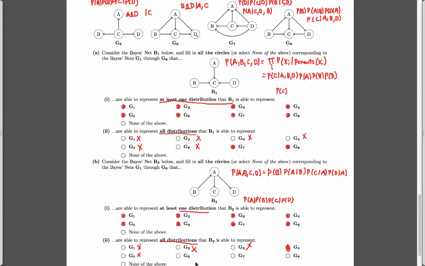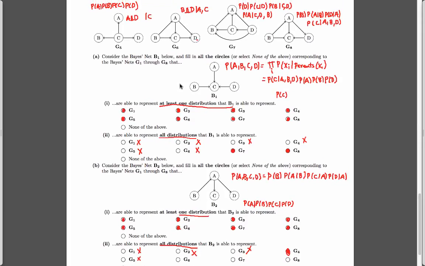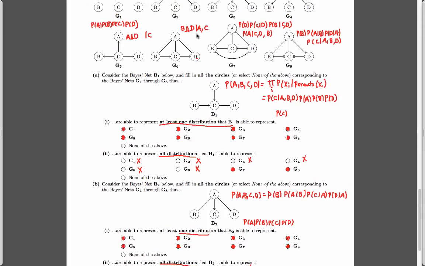Now let's look at G6. In this case, the only independence assumption that this graph makes, as we found before, is that B is independent of D given A and C. And if we condition on A and C in this graph, we'll also find that B and D are independent. And actually this graph is identical to B2 except that it adds 2 arrows, one from B to C and one from C to D.